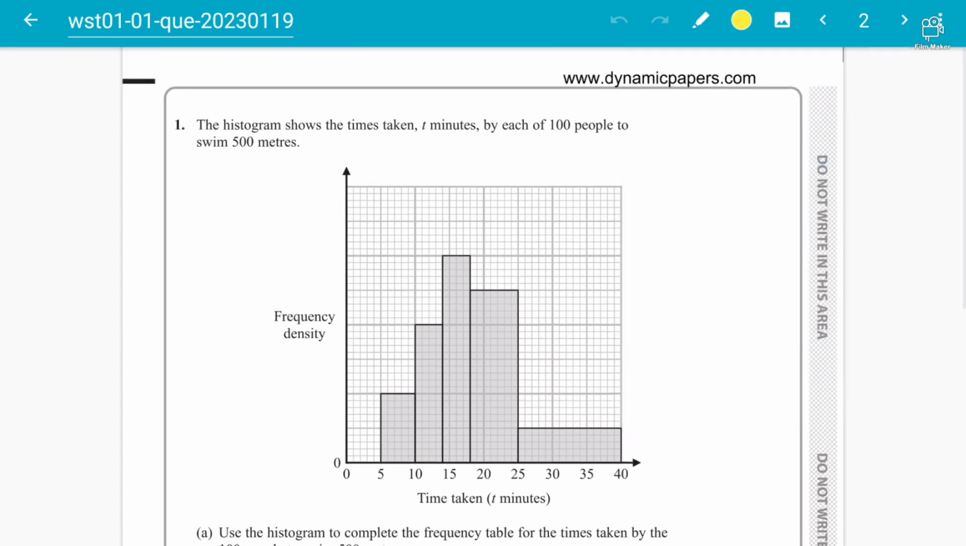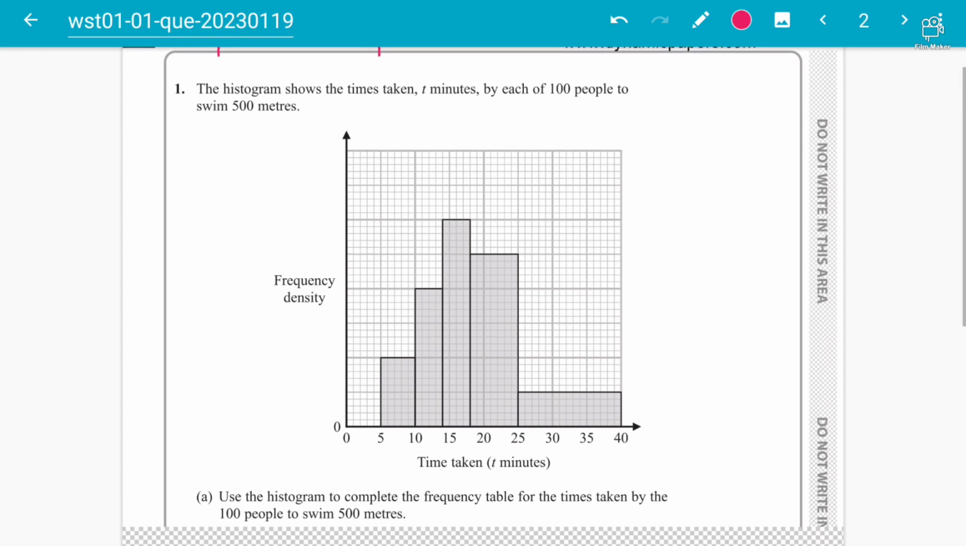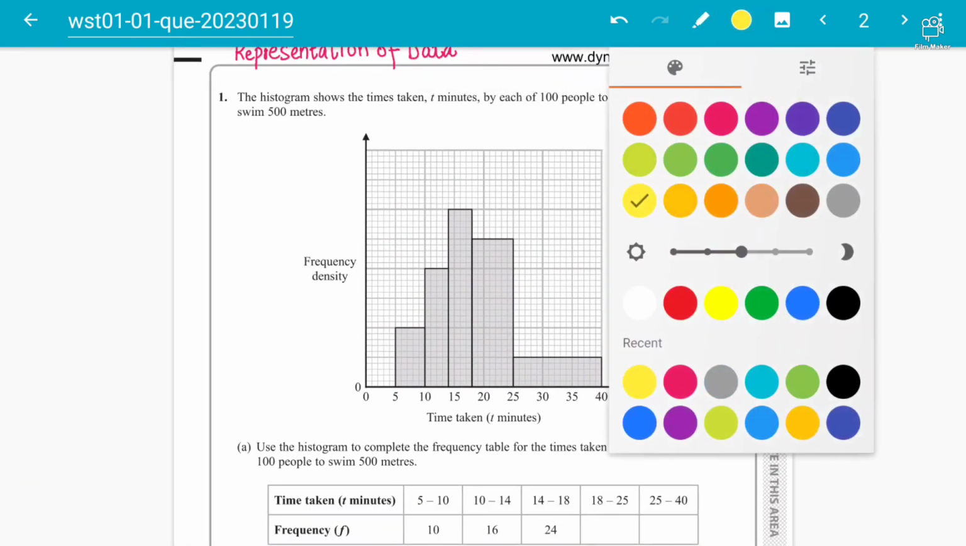Question number 1 is about the representation of data, in which we have a histogram. So we have to deal with the representation of data question first. Let's start, let's get the formulas right and get the correct marks. Okay, so here we go.